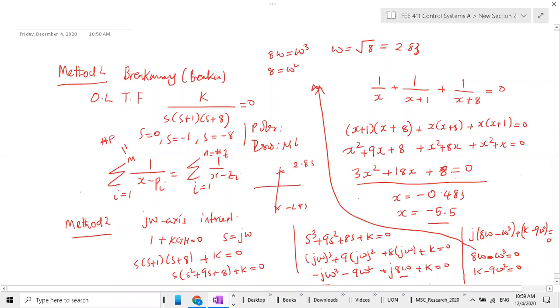And then also from this one, we'll have K minus 9 omega squared is equal to 0. So you'll have K is equal to 9 omega squared. But what is our omega squared? Omega squared is 8. So we can also get our K as 72. So at this point, our K is 72, same as the other method.